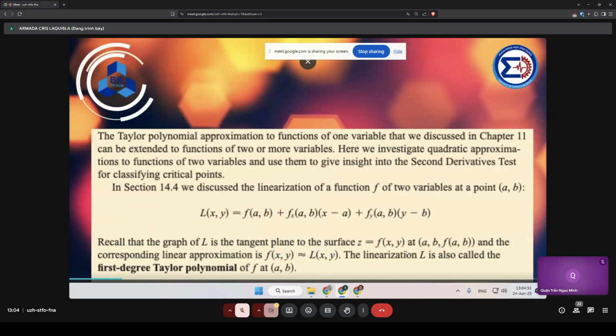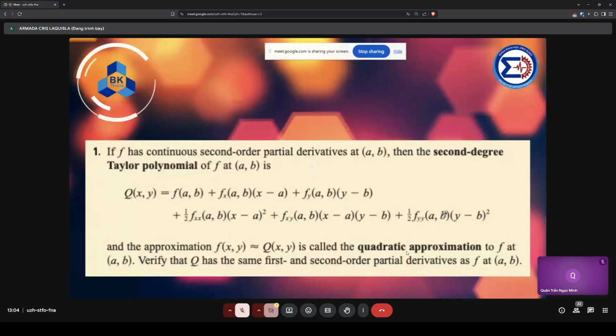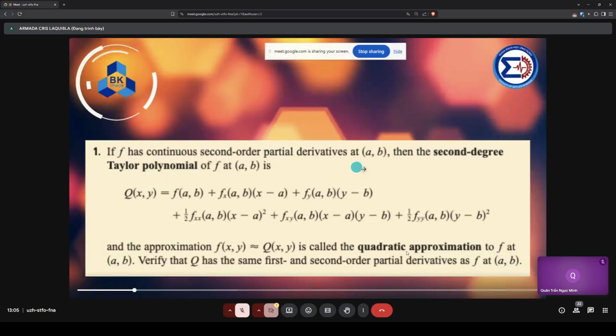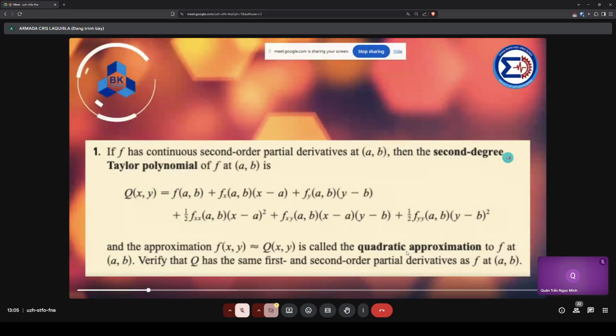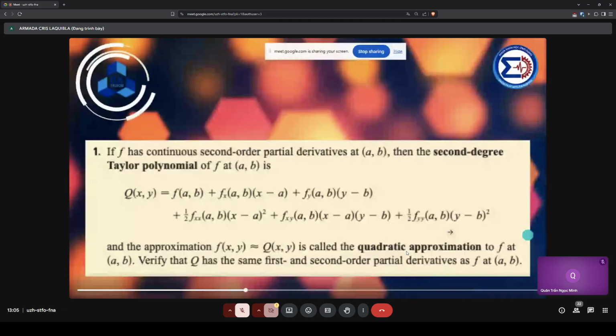Okay. So next, this linearization L here is also called the first degree Taylor polynomial of f at (a, b). Next, for the second degree, if f has continuous second order partial derivatives at (a, b), then the second degree Taylor polynomial of f at (a, b) is this formula.